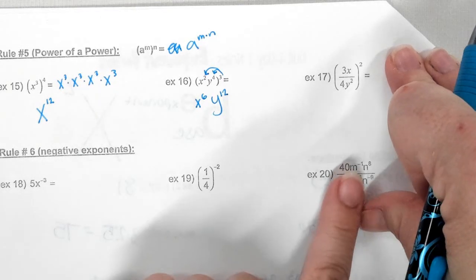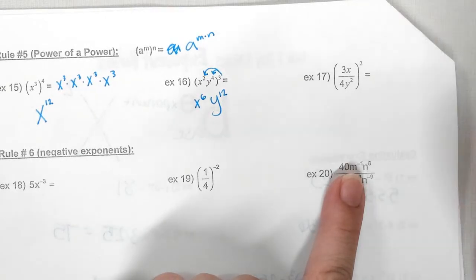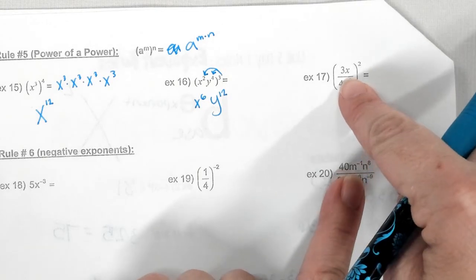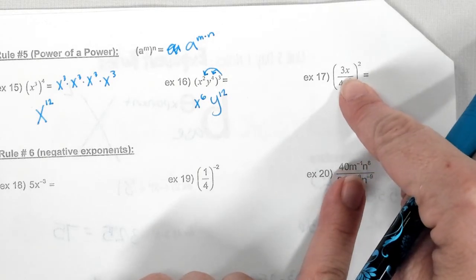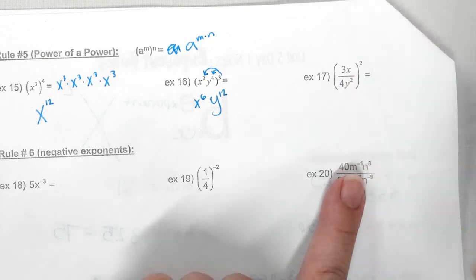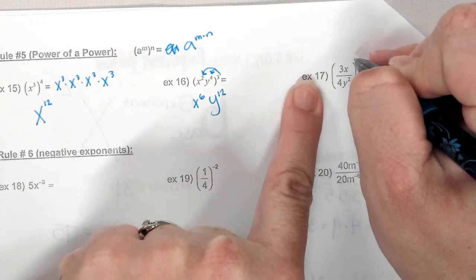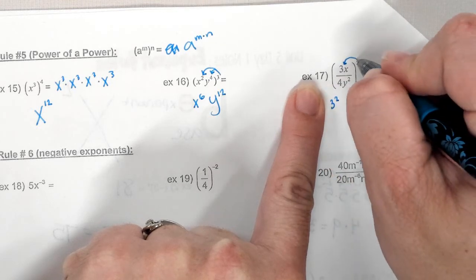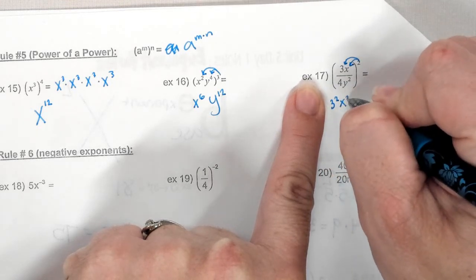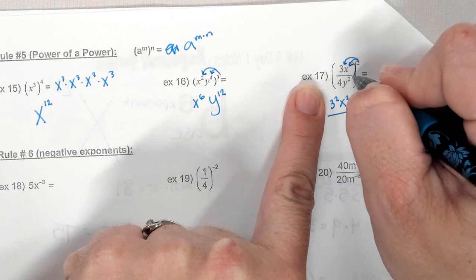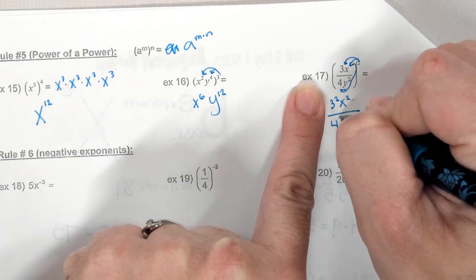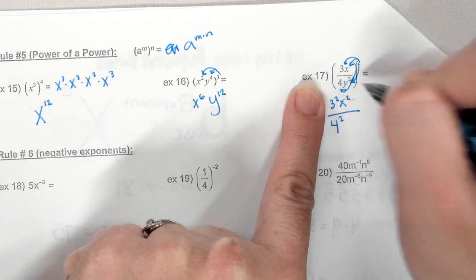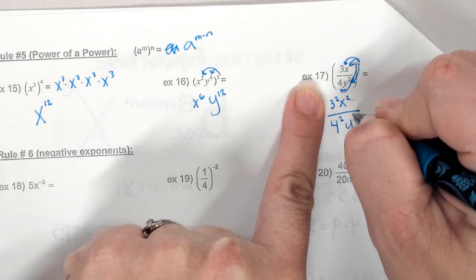Now I'm in my own world. Okay, so now this one. Is the coefficient also a base? No. Yes? It actually is, yes. So I have to give the squared to the 3. So it becomes 3 squared over 4 squared, with the x and y. And then the y already has a squared. So what's 2 times 2? 4.